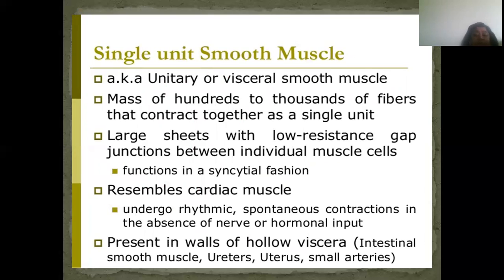The first type is single unit smooth muscle, which is also called unitary or visceral smooth muscle. The large sheets with low resistance gap junctions between individual muscles are there. They resemble cardiac muscle in function, that is, they can undergo rhythmic spontaneous contractions in the absence of nerve or hormonal input. They are present in walls of hollow viscera like intestinal smooth muscle, uterus, and small arteries.